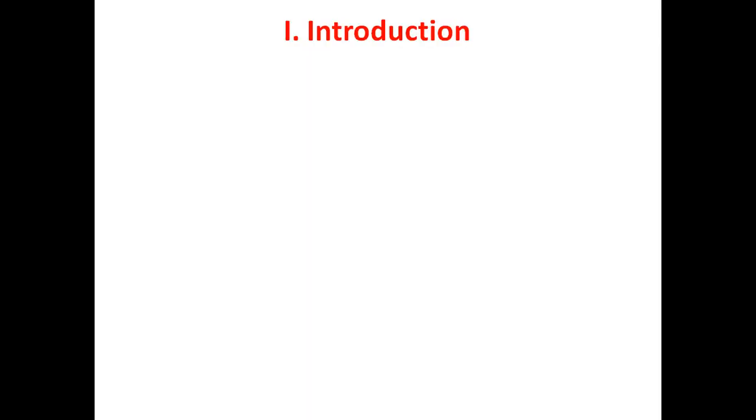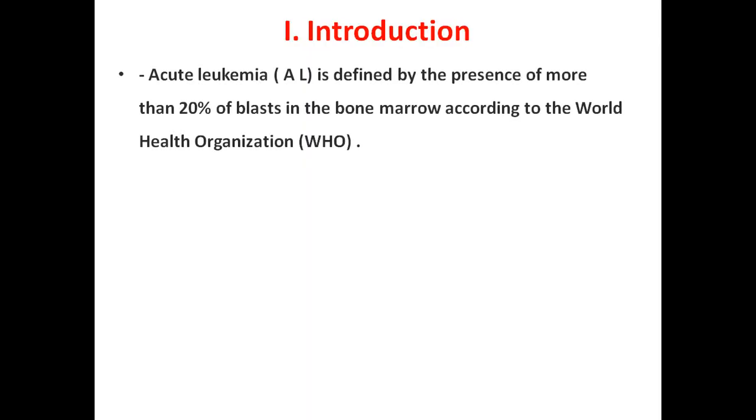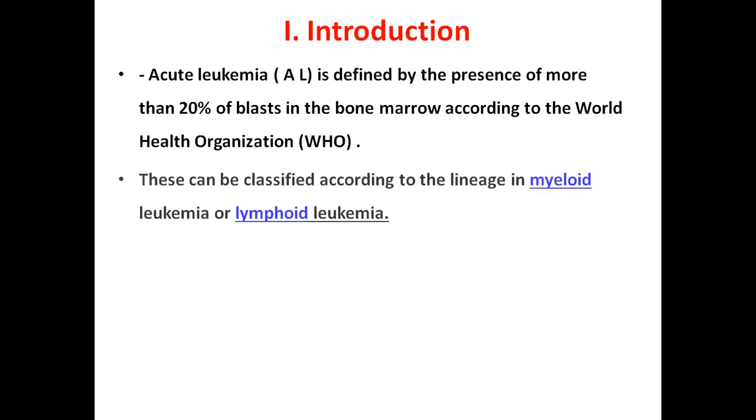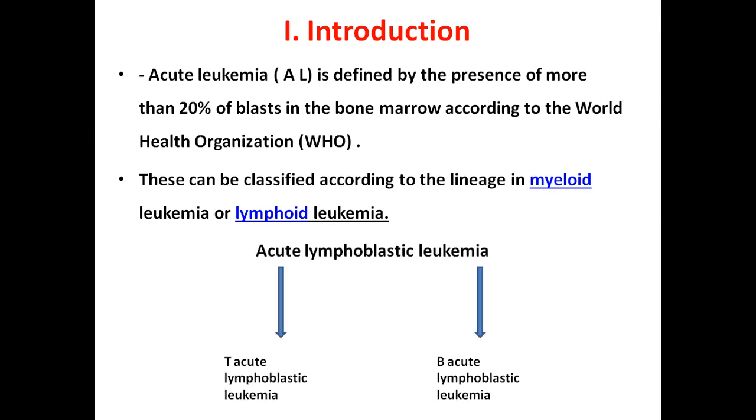We start with the introduction. Acute leukemia is defined by the presence of more than 20% of blasts in the bone marrow, according to the definition of the World Health Organization. This can be classified according to the lineage into myeloid leukemia or lymphoid leukemia. Acute lymphoblastic leukemia includes T acute lymphoblastic leukemia and B acute lymphoblastic leukemia.